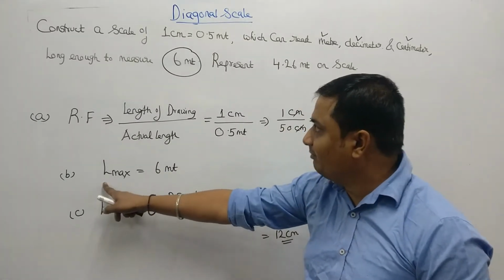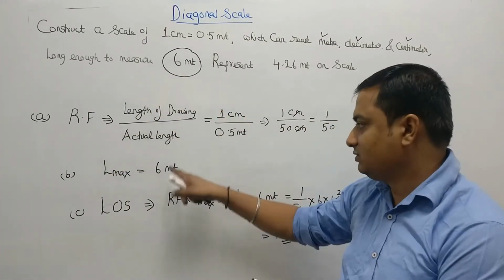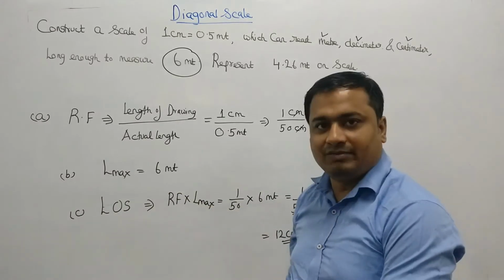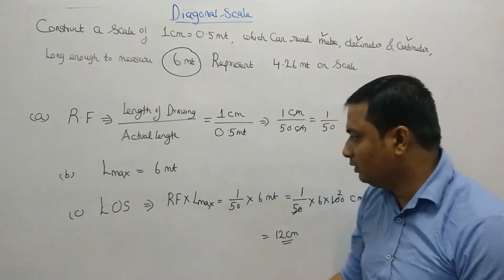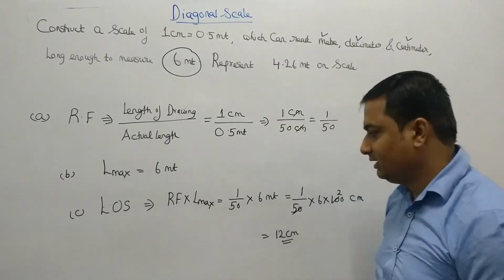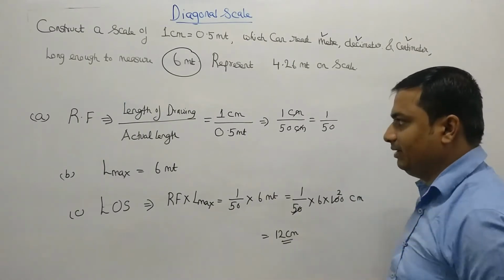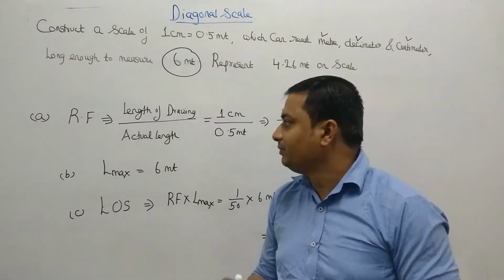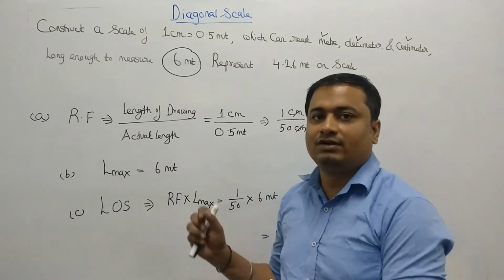Second requirement is L max, which is already given in the problem, that is 6 meter. 6 meter is the L max value. Third requirement is length of scale. So length of scale is equal to RF multiplied by L max. So that will be 12 centimeters. So this is the calculation which we'll be using to draw our diagonal scale.